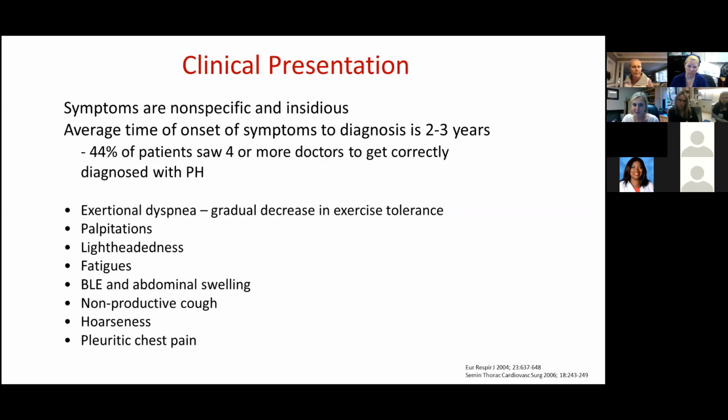So what is the clinical presentation of patients with CTEPH? Unfortunately, symptoms are non-specific and pretty insidious in onset. The average time from onset of symptoms to diagnosis is 2 to 3 years. So you imagine these patients go from physician to physician, often with the complaint of shortness of breath. In one study, about 45% of patients saw 4 or more doctors before they got correctly diagnosed with CTEPH.